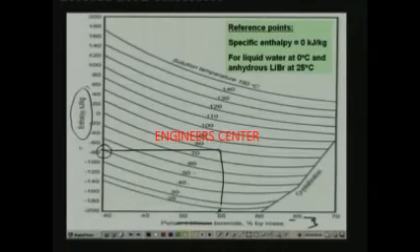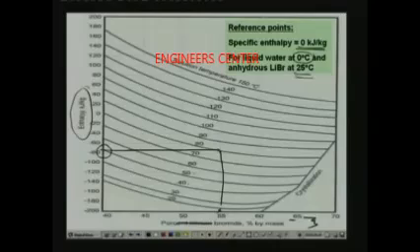Remember that specific enthalpy, internal energy and entropy do not have absolute values, or at least the enthalpy and internal energy do not have absolute values. So we have to define some reference points. This particular chart is for reference points like this: the specific enthalpy is taken as 0 kilojoule per kg for liquid water at 0 degree centigrade and for anhydrous lithium bromide at 25 degree centigrade. That means taking the specific enthalpy of liquid water as 0 kilojoule per kg at 0 degrees and anhydrous lithium bromide 0 kilojoule per kg at 25 degree centigrade, this particular chart is drawn.